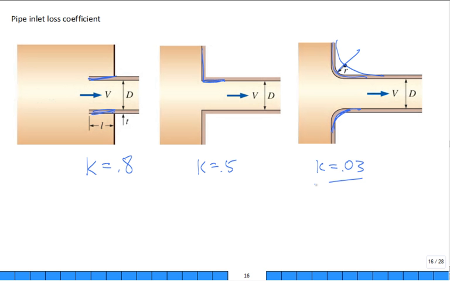So engineers will work to eliminate or reduce these losses because they're really needless losses, to improve the performance of the system.